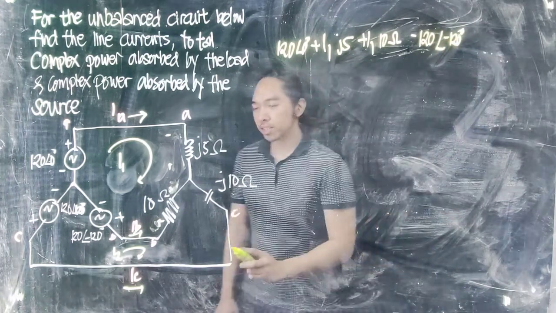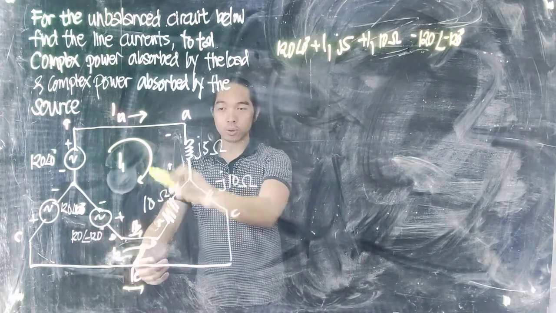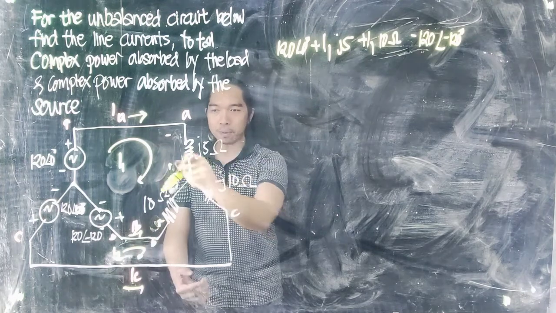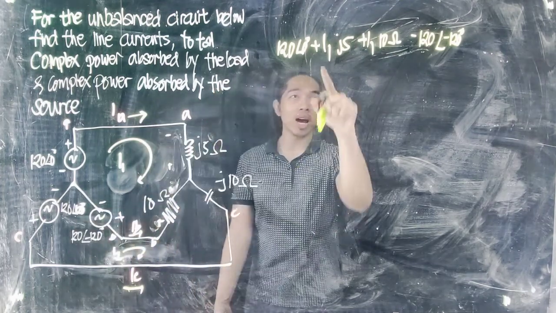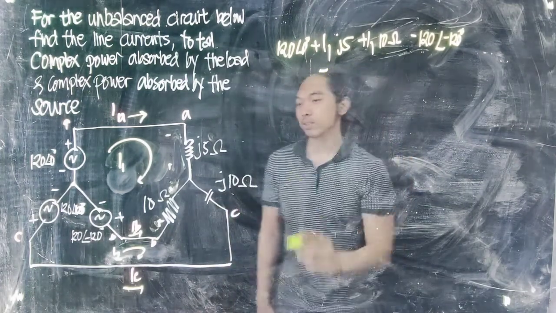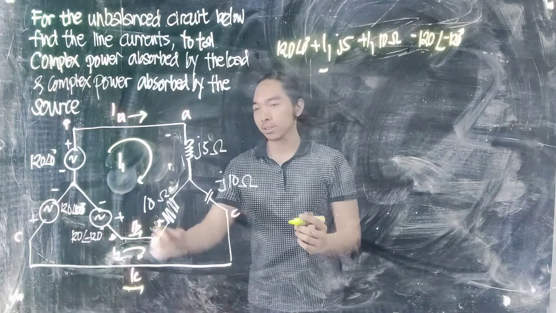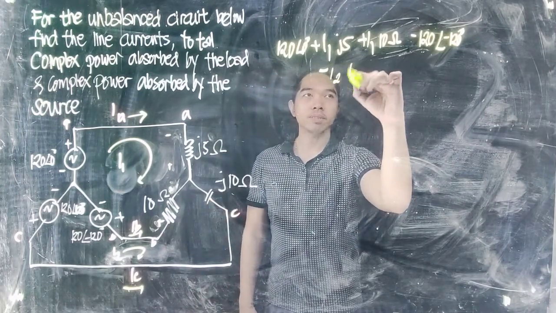Let's consider the flow of I2. As you can see, it opposes the flow. Meaning to say, if I1 is adding up, I2 will subtract. So that would be minus I2 times 10 ohms.